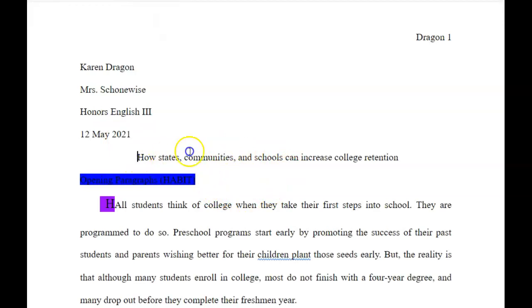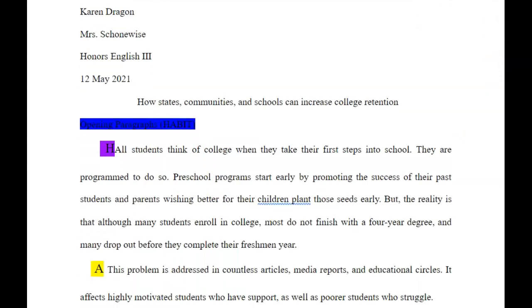All right, then you should have a title, centered: how states, communities, and schools can increase college retention. All this stuff that's bolded and made bigger, you can take out. This is not part of the paper. I'm just showing you how I implemented all of the parts. These are my opening paragraphs, which include my background information. First is my habit. All of this purple is my habit.